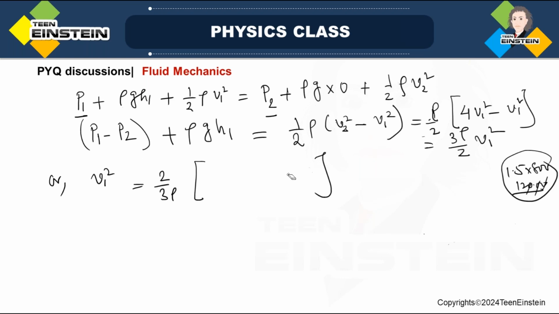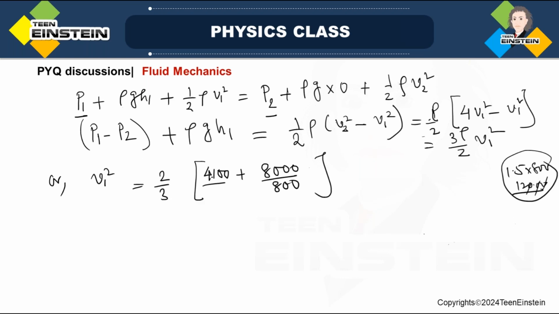I'm doing really bad today. Anyway, I'll just write it here. This by rho, and this let it be 8,000 by 800. This is rho, the value of rho.